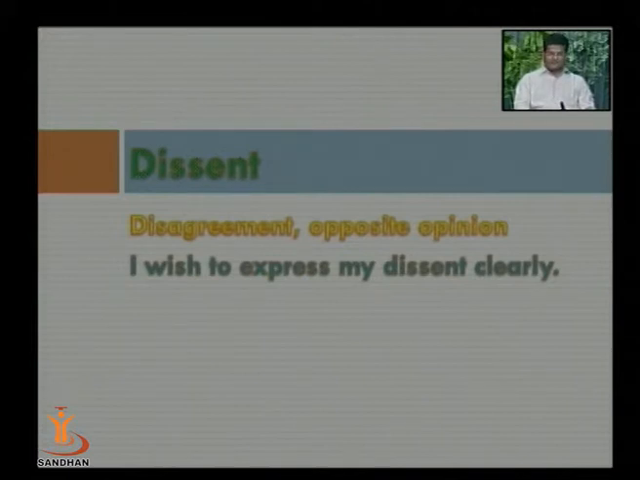Now dissent: disagreement or opposite opinion, which is expressed by, I wish to express my dissent clearly. To express disagreement. This is the meaning of this word.